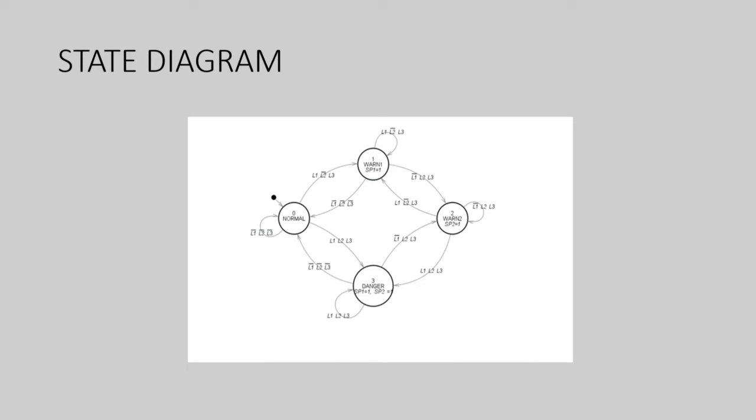System design. This is my state diagram. In normal state, there is no output and there is no wave from any direction. When the wave comes from location 1 and location 3, speaker 1 will produce sound. When there is no wave coming from location 1 and location 3, it will return to normal state. When the wave comes from location 2 and location 3, speaker 2 will produce sound.